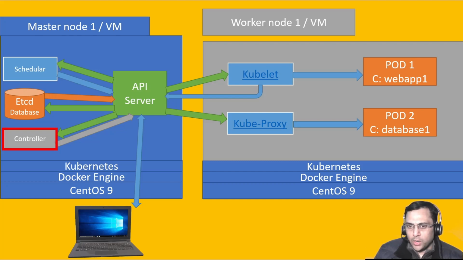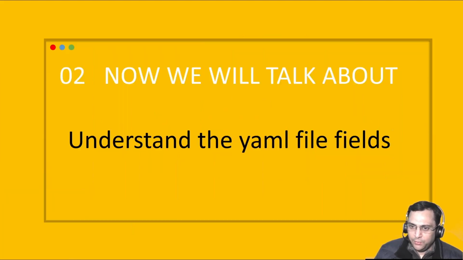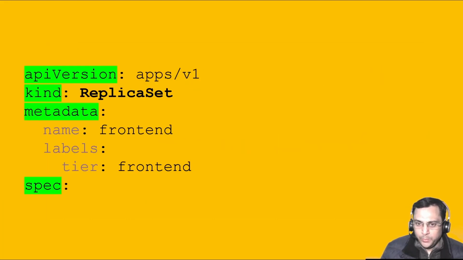Now let's drill down into our second topic, that is understand the fields in YAML file. In YAML file, we have four main parts, that is API version, kind, metadata and spec. In the API version, we mention which API version we are using for replica set. We should use apps/v1. No need to remember this value. You may find it in the official documentation of Kubernetes. In kind section, we specify what resource we are going to create. Here we specified ReplicaSet. Here R and S are capital.